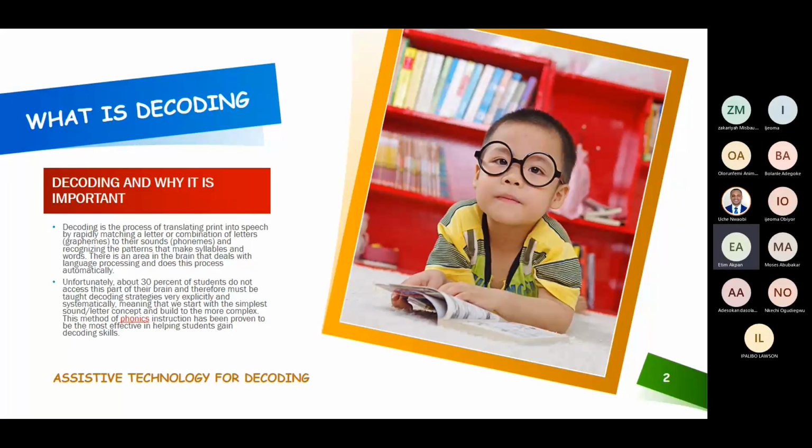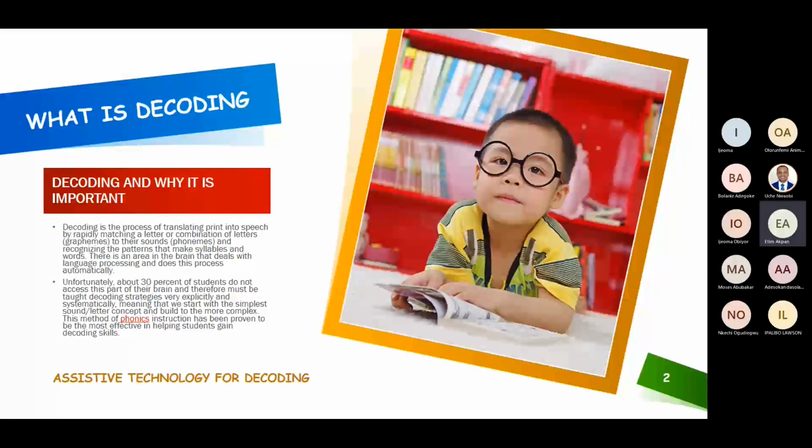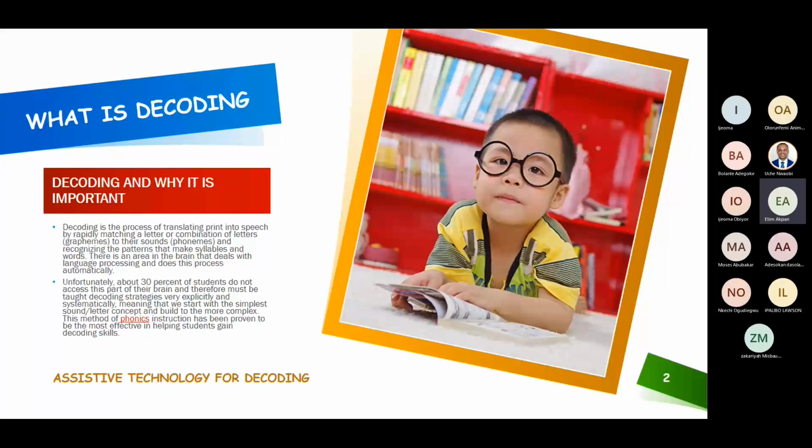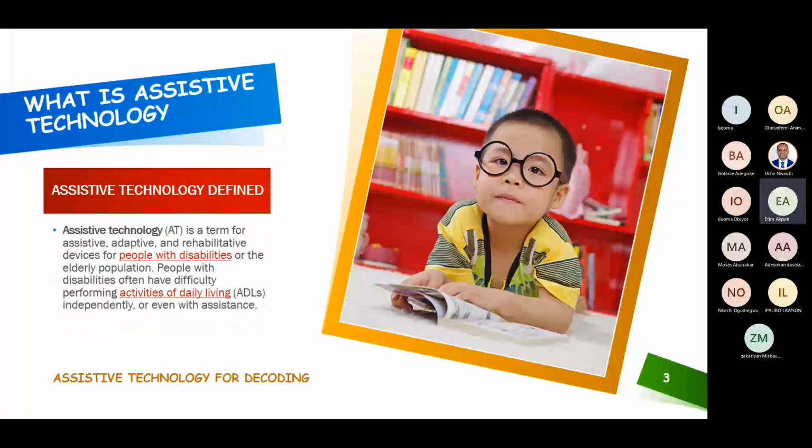Unfortunately, about 30% of students do not access this part of their brain and therefore must be taught decoding strategies very explicitly and systematically, meaning that we start with the simplest sounds, letters, concepts, and build to the more complex. This method of phonics instruction has been proven to be the most effective in helping students gain decoding skills. Okay, so then we'll be looking at some technologies that help these set of students to become better.